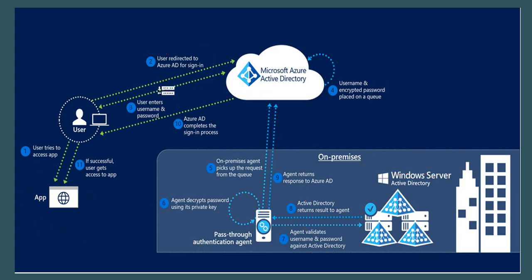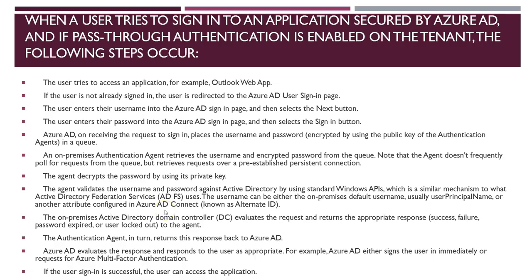Here it goes. So to sum up, the steps would be: the user tries to access the application. If the user is not already signed in, the user would be redirected to the Azure AD sign-in page. The user enters the username and the password to log in. The user enters their password into the Azure AD sign-in page. Azure AD, on receiving the request to sign in, places the username and password, encrypted by using the public key of the authentication agent. I missed this.